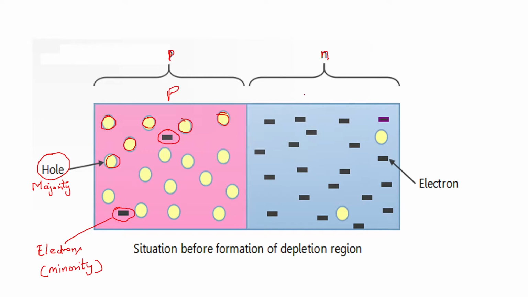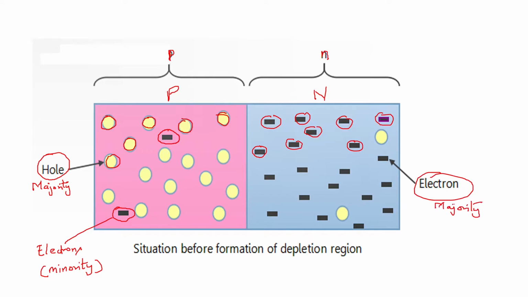Similarly, if you see the n-type semiconductor here, you can see there are many electrons, because a pentavalent impurity is added to the pure semiconductor, and you are going to get many free electrons. So here electrons are majority charge carriers.